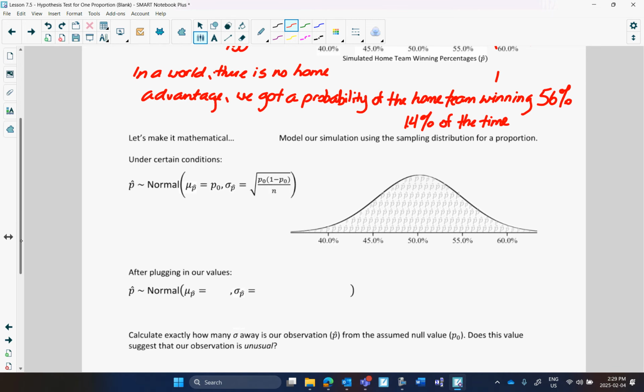Well, as long as conditions are met, which we'll talk about a little bit later on, we can say the sampling distribution is normal. We can say the average of all the proportions we got will work out to the null proportion, 0.5. That's the only one we have to look at. And then the standard deviation will be the square root of the null proportion times 1 minus the null proportion, divided by the sample size.